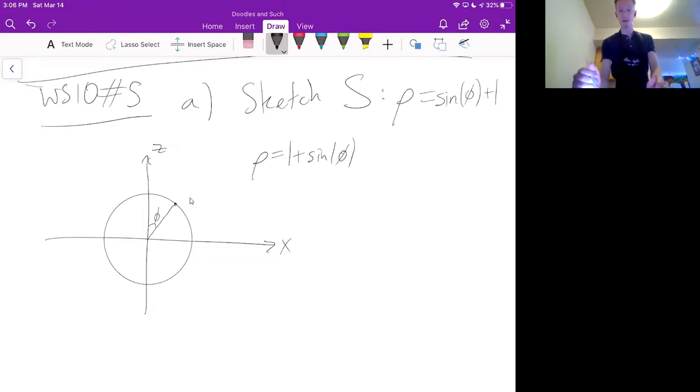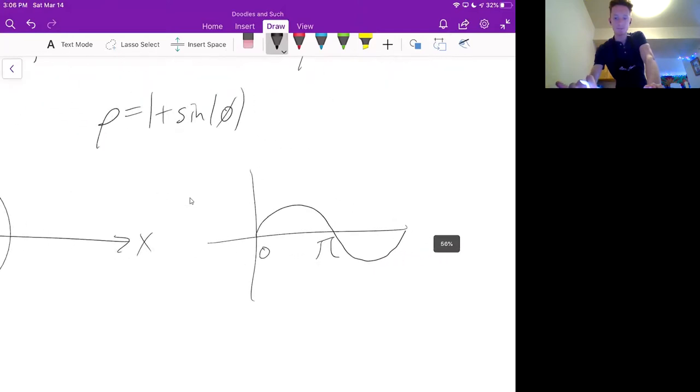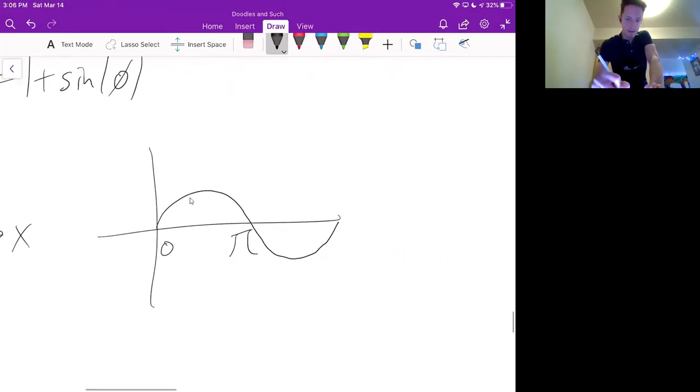So the graph of sine I can think about looking like this. Here's 0, here's pi. And we can see that at the very top, when phi is 0, I'm not going to be adding any extra distance to the origin.